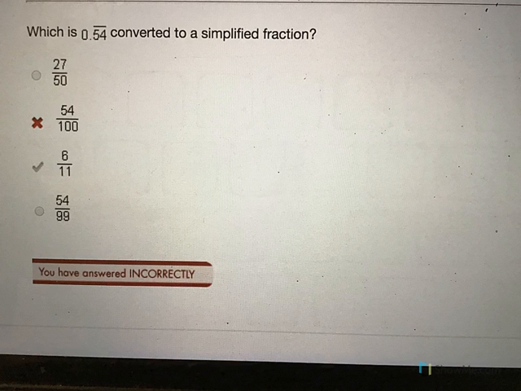All right, first question we're going to look over today, which is 0.54 with a bar above it, which means it repeats 54 hundredths, and it repeats 545454, converted to a simplified fraction. As you can see, this student picked 54 hundredths. The problem with this is a terminating decimal. So this would just be 54 hundredths.